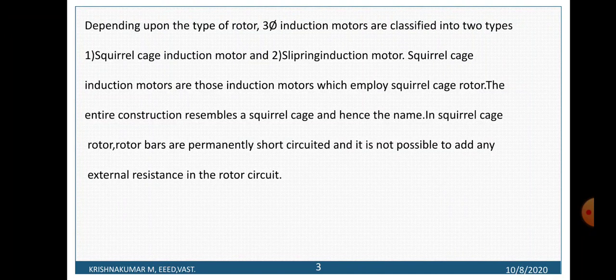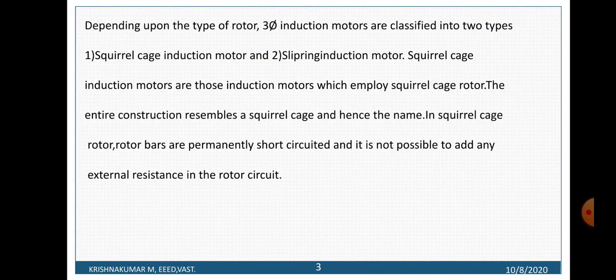So what is meant by squirrel cage rotor? Squirrel cage rotor means the rotor is cylindrical in shape. Slots are provided on its outer periphery. Then copper strips or copper bars are provided in these slots, whose two ends are electrically welded or soldered. Thus it gets a squirrel cage construction. Therefore, these rotors are known as squirrel cage rotors, and hence these motors are known as squirrel cage induction motors.